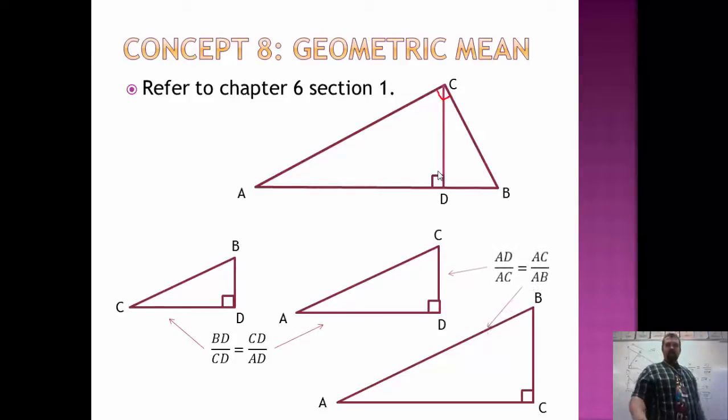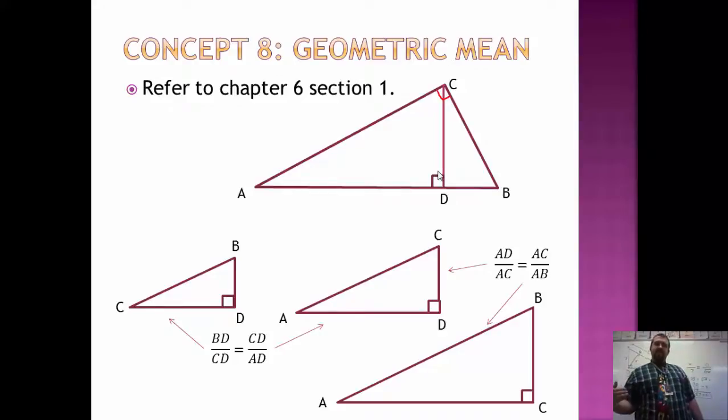If I set up a proportion using the right two triangles, if I compare the bottom to the hypotenuse, bottom to hypotenuse of the middle triangle is AB to AC. The bottom to the hypotenuse of the bottom right triangle is AC to AB. And I look at the proportion I just set up. AC is a geometric mean. It's in the upper right, bottom left.